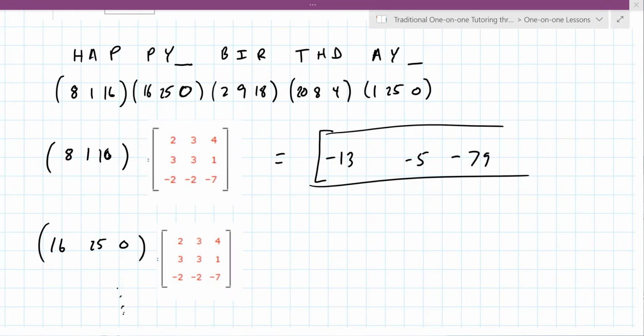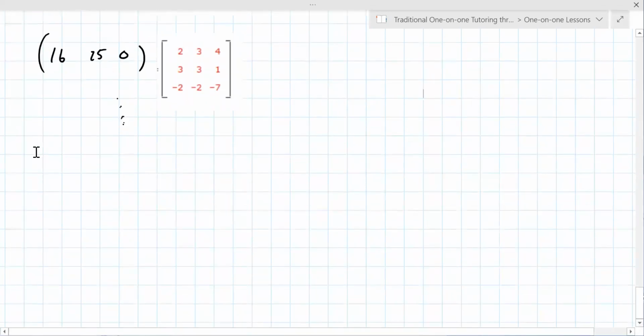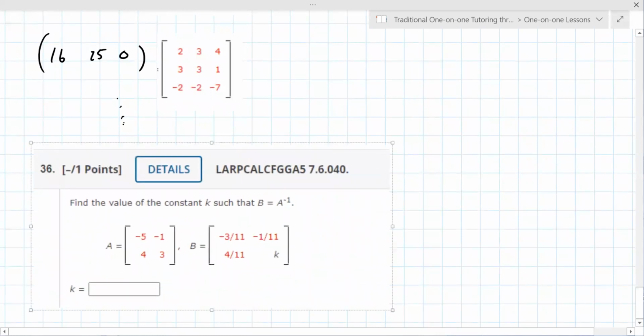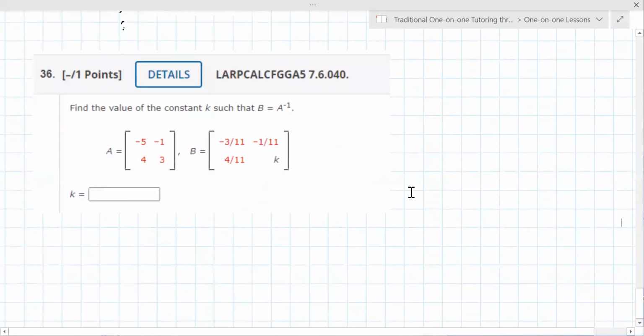I think I just sent it over to you. Okay, yeah, this is kind of a backwards problem, such that B equals A inverse. Right. So we need to take the inverse of A, that's kind of the place that I would start here.